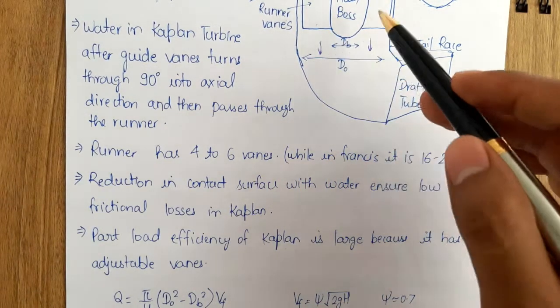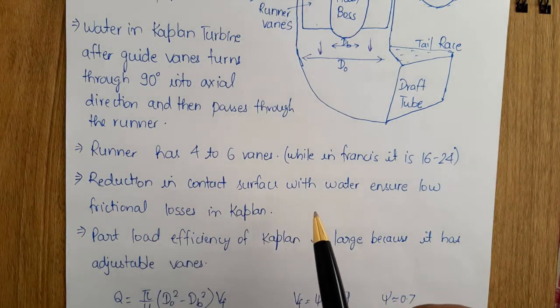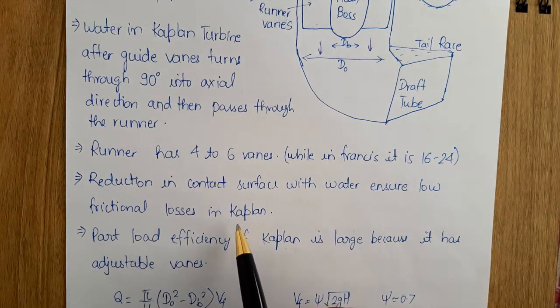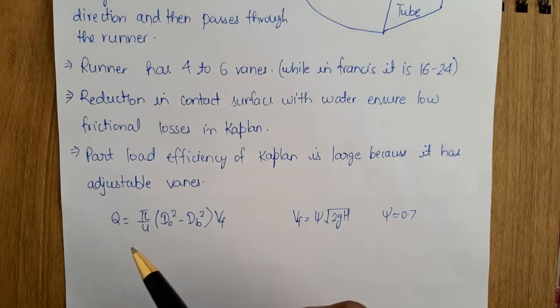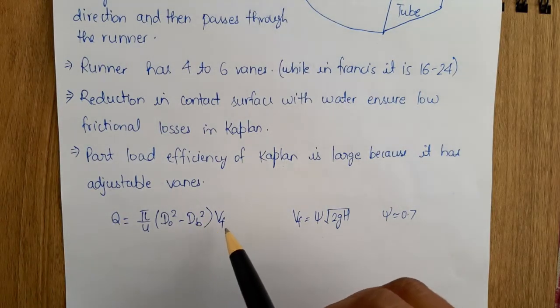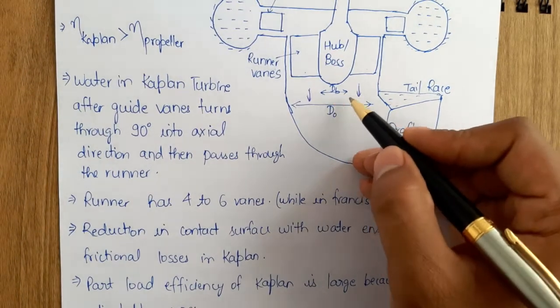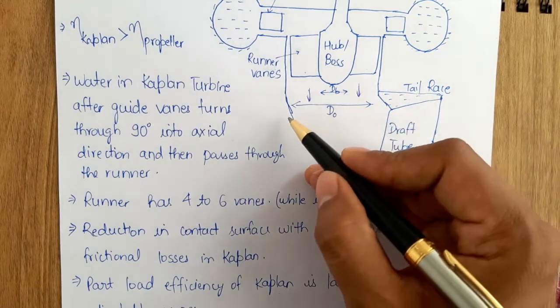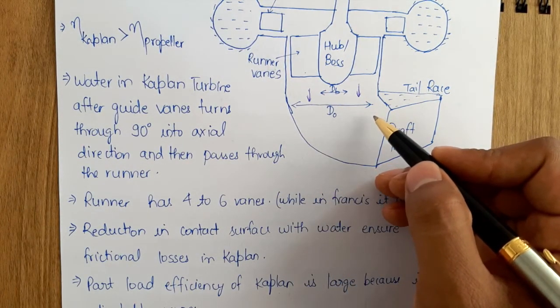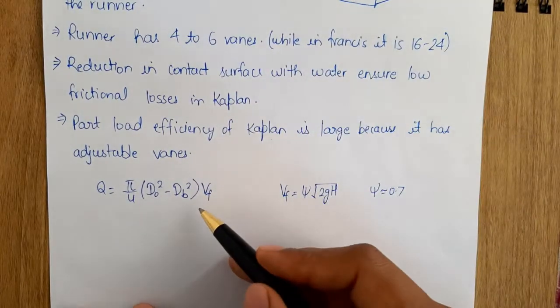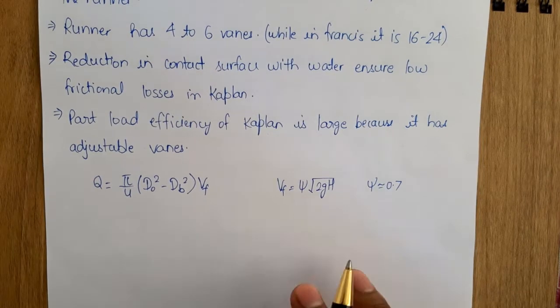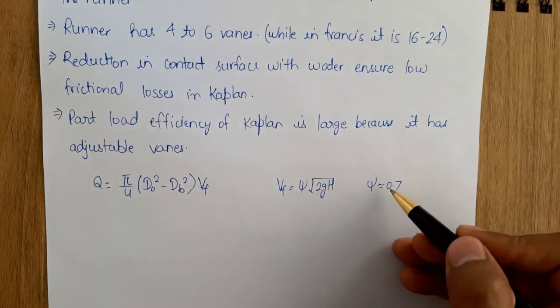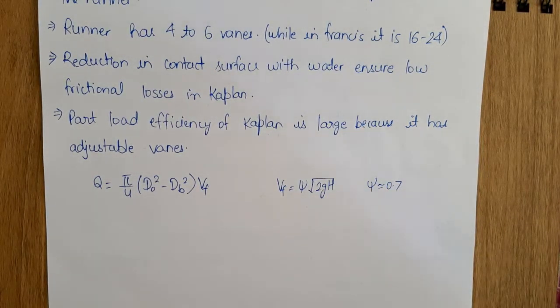Okay, so this has 4 to 6 vanes, and reduction in the contact surface with water ensures low frictional losses in the Kaplan. Now part load efficiency of the Kaplan is large because it has adjustable vanes, and the discharge is given by pi by 4 (dO square minus dB square) into Vf. Here dB is the boss or hub diameter, and dO is the overall diameter of the runner vanes, and Vf is the velocity of flow. Vf can be determined by psi into root 2gH, where the psi value is about 0.7.